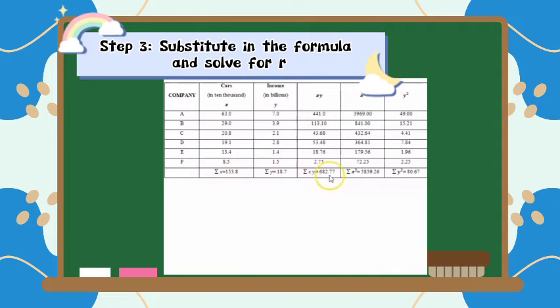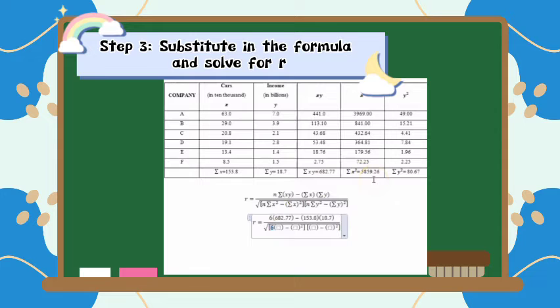So the next step, we are going to distribute these summations into our formula. Now we are tasked to find the n, or the number of our population. So we have A, B, C, D, E, F, and they are all 6. Then the summation of xy is equal to 682.77. And then the summation of x, which is 153.8. And then the summation of y, 18.7.